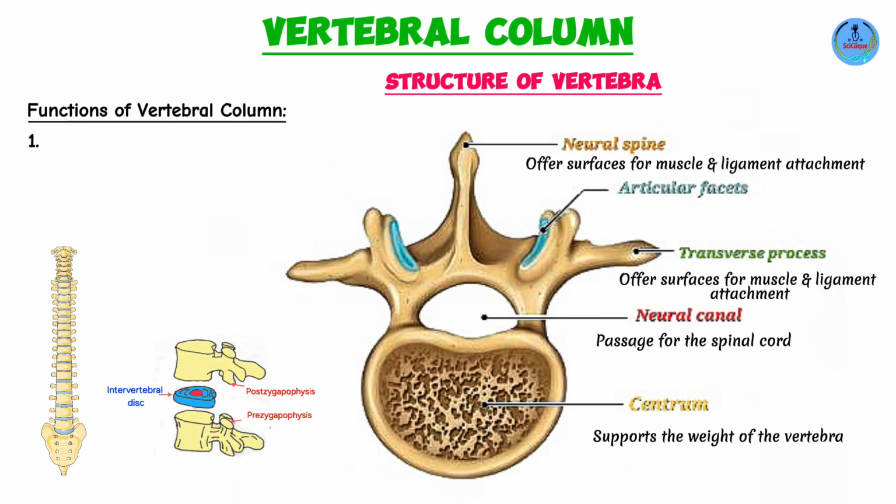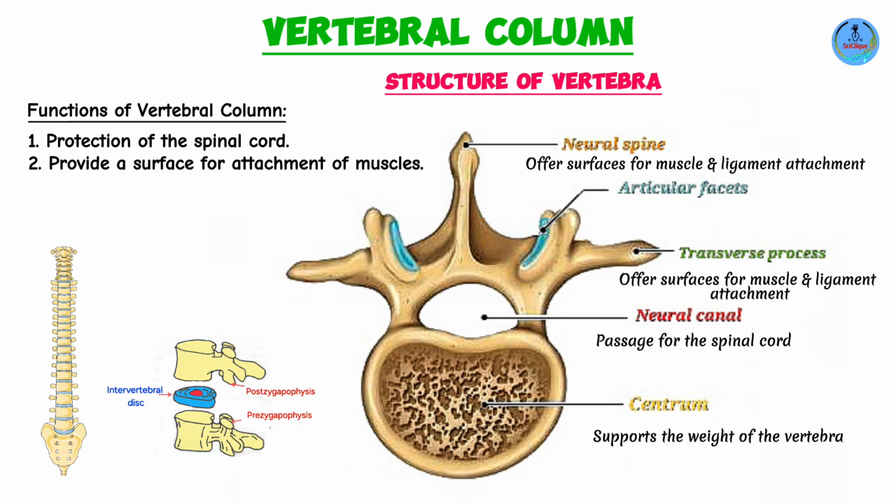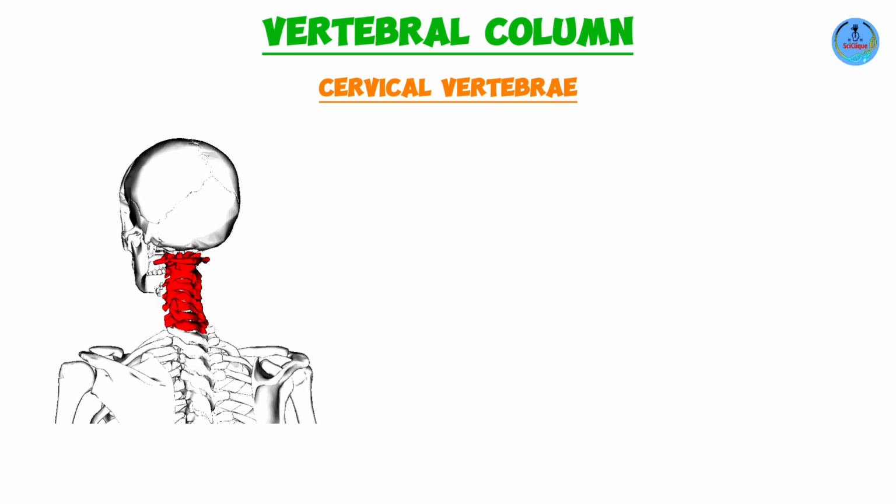There are two. Number one is that they protect the spinal cord, of course. And number two is they provide a surface area for attachment of muscles. Now, when it comes to the vertebrae, we are going to discuss them according to their location as mentioned before. So our first start is going to be the cervical vertebrae.